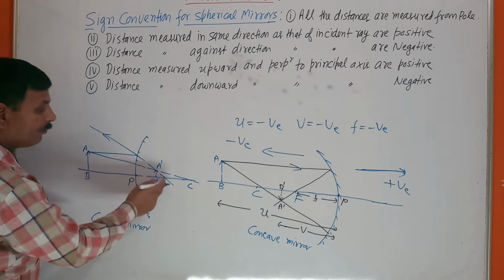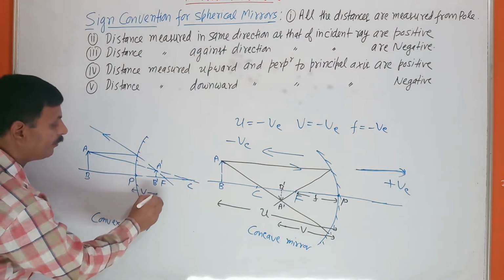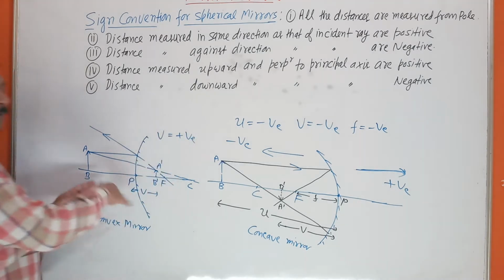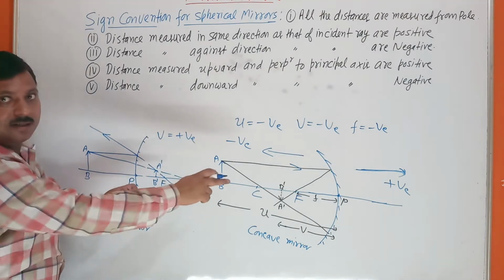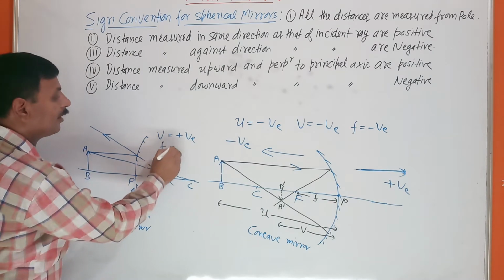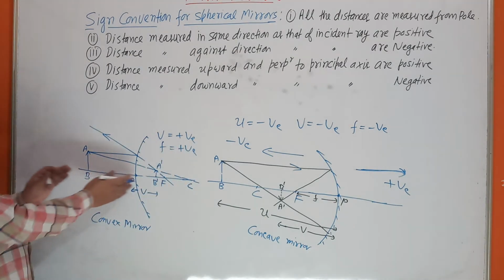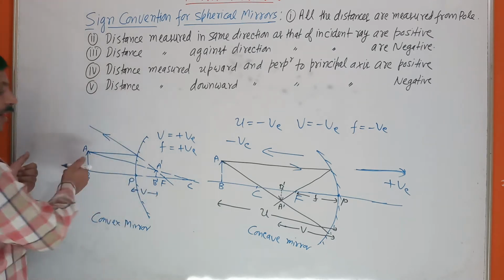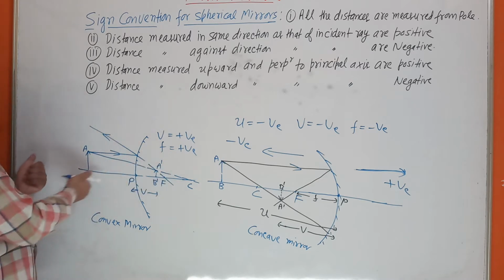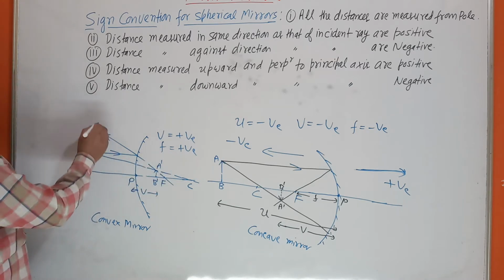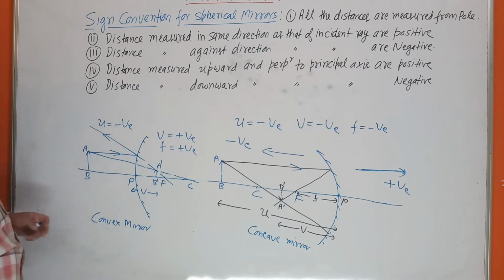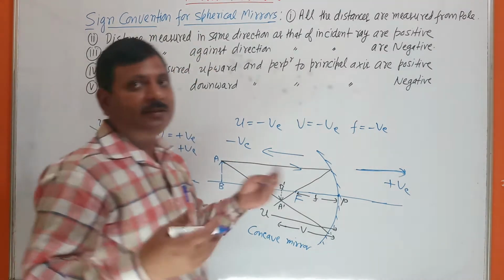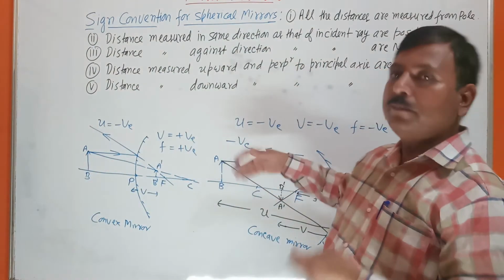Here you can see the image is in the right hand direction, so this will be the image distance. Here image distance v will be positive. Focal length is also in the right hand direction, so focal length is also positive, but the object is on the left hand side. We measure the object distance against the direction of rays, so here u is negative. So we have to take this sign convention for the mirror formula.